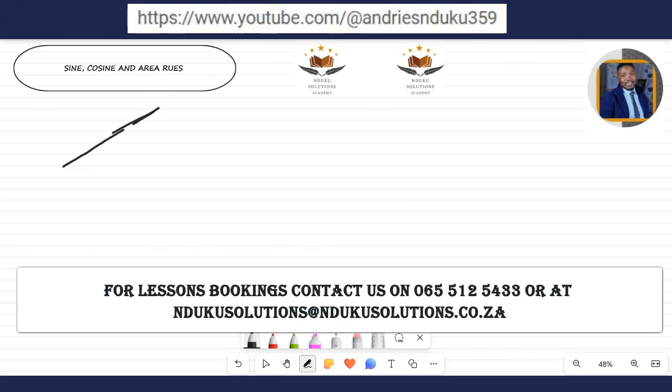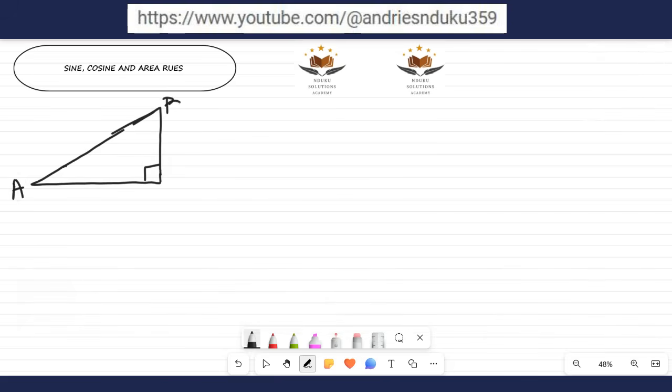When you have your right angled triangle, let's call this A, and let's call this B, and let's call this C. For now, we can call this theta, and this can also be called beta. That's what we learned.